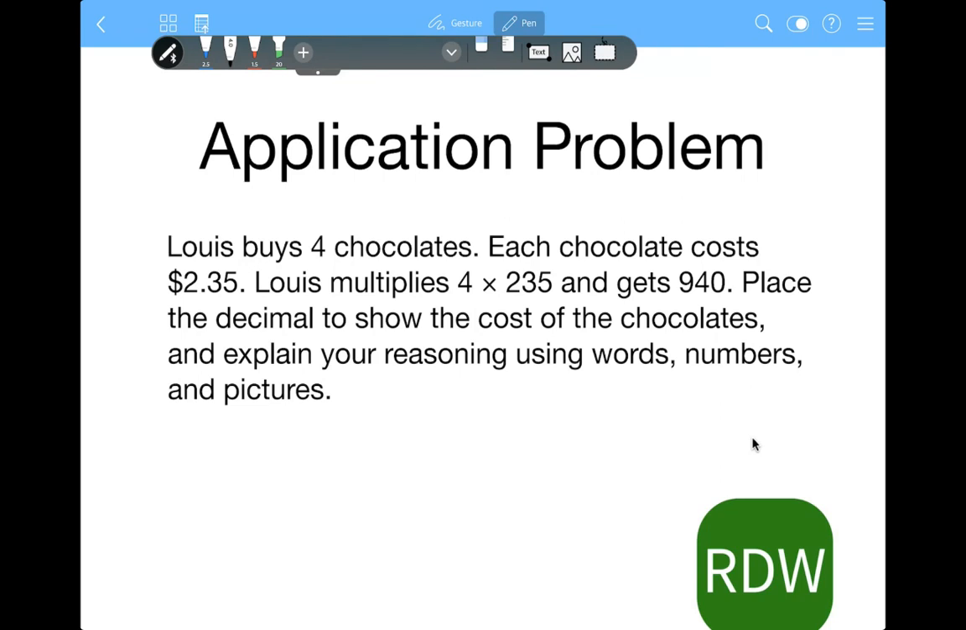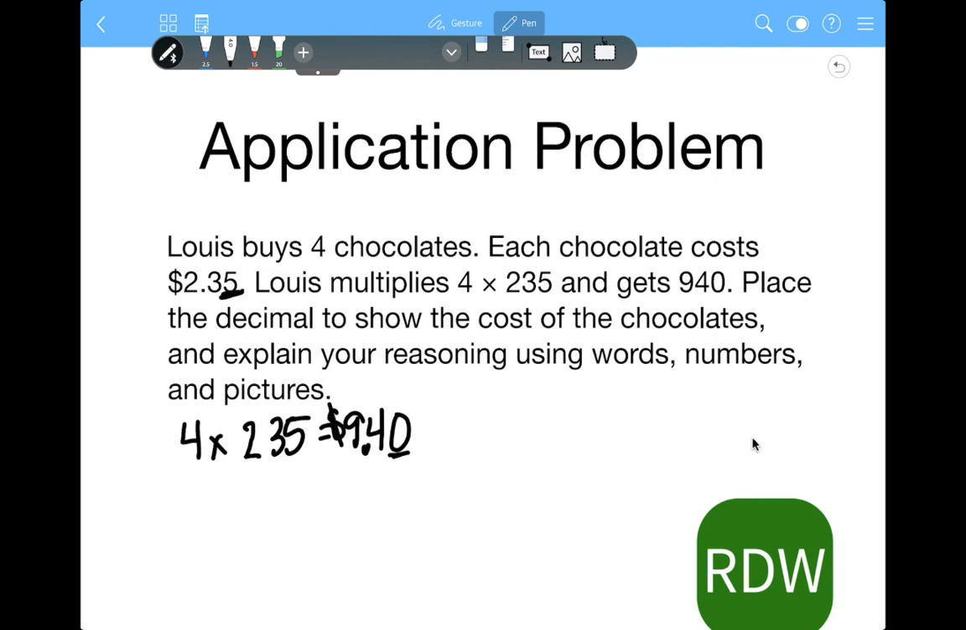Okay, so Lewis multiplied 4 times 235 and got 940. We're going to assume that's right because they're just asking us to place the decimal. So I'm just going to write the multiplication problem here. So now Lewis multiplied money. He had $2.35, and we know that that 5 in our problem is basically in the hundredths place because it's pennies. And so we want our 0 here to be in the hundredths place. And so I'm just going to go ahead and place my decimal in between the 9 and the 40.